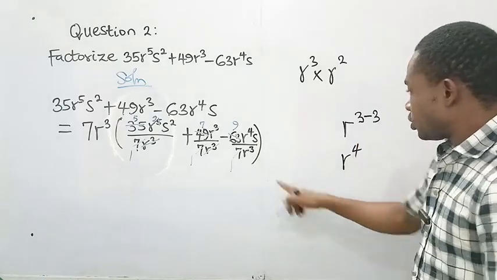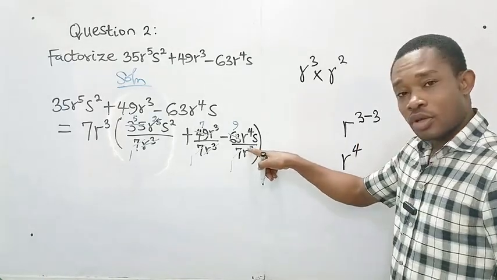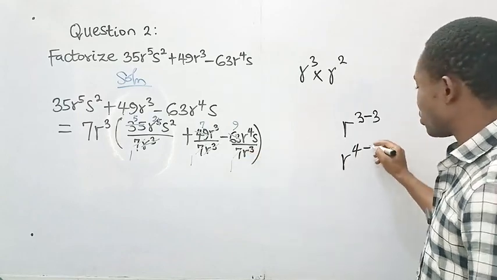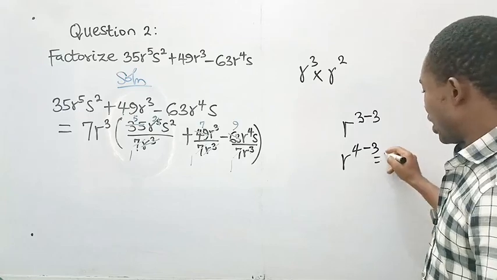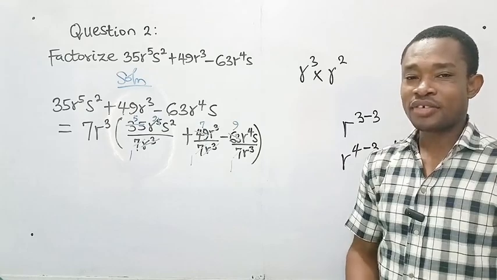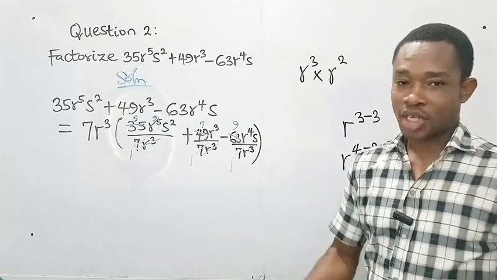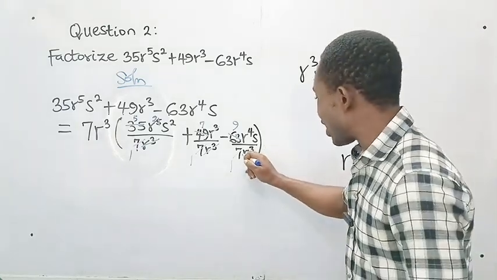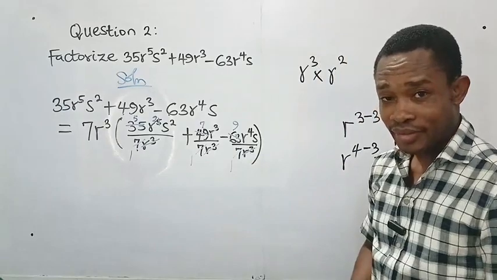R raised to power 4, then this 3 is plus. This power 3 is positive, plus here, you know. So if it goes up, it becomes what? Minus. And if you do that, you get r raised to power 1, because 4 minus 3 is 1. Anything raised to power 1, you don't show that power 1. Just write that thing. Which means here, I will cancel this r raised to power 3.